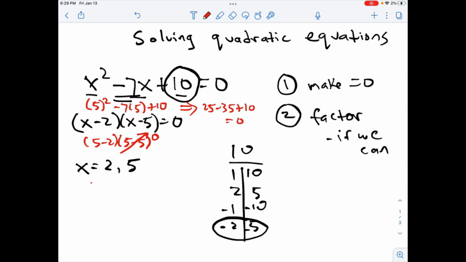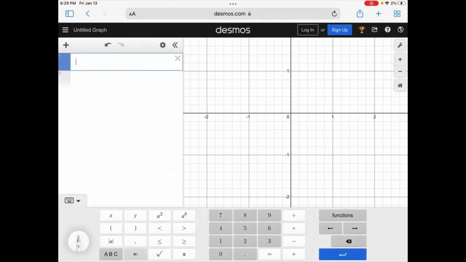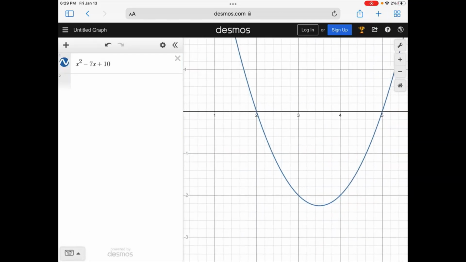Now you can check your solutions graphically as well. Let's go ahead and plug this into Desmos and just make sure we get the same thing. If I write this here in Desmos, x squared minus 7x plus 10, and we take a look here, it goes through these two points. When x is 2, y is 0, and when x is 5, y is 0. So your two solutions to the equation are 2 and 5.